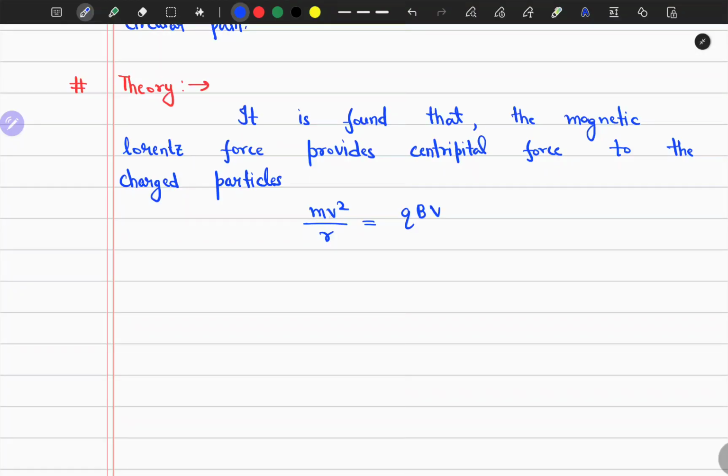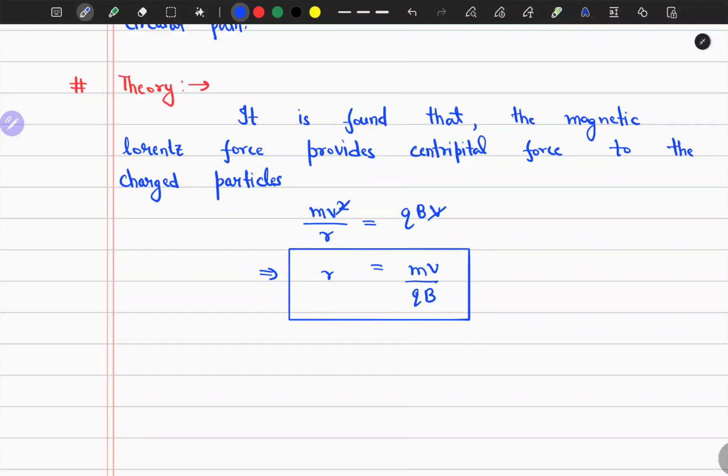m is the mass of the particle, v is the velocity, r is the radius which we are going to calculate, and q is the charge, B is the magnetic field, and v is also velocity. So from here we can calculate the r. Cancelling v, r equals mv over qB. This gives the radius of any orbit.